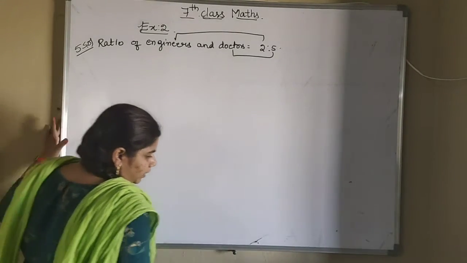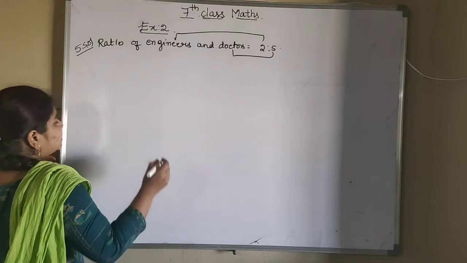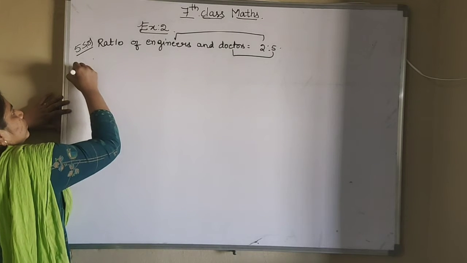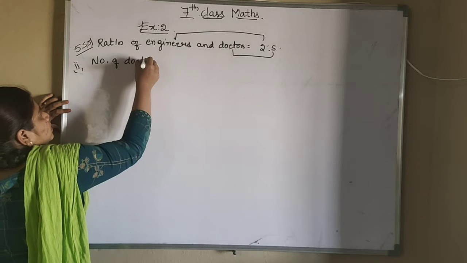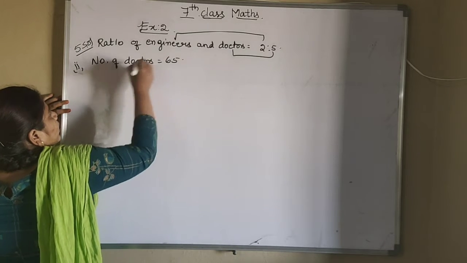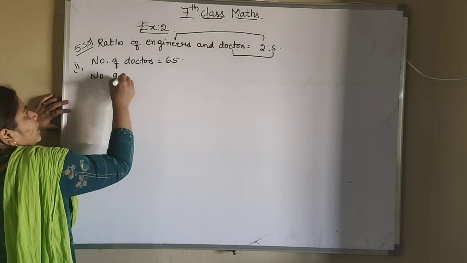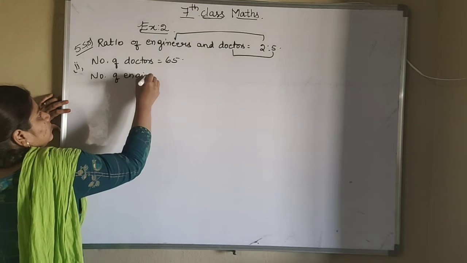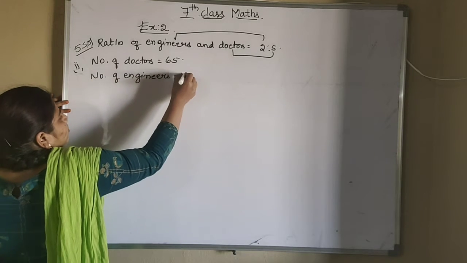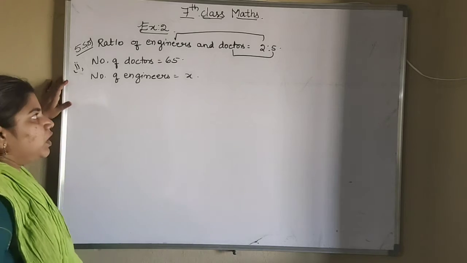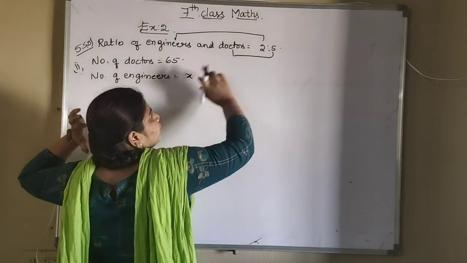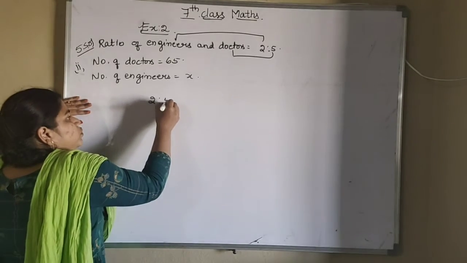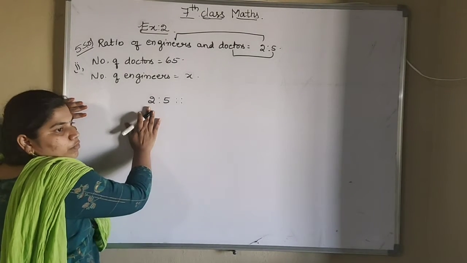So in the next bit they have given the number of doctors as 65. Number of doctors is equal to 65. We have to find how many engineers there are, so I am taking it as x. Again, engineers are 2 ratio and doctors are 5 ratio. So 2:5.